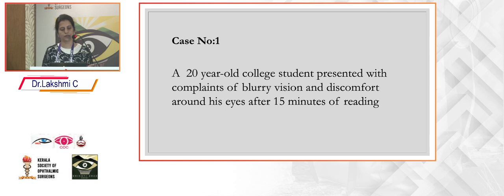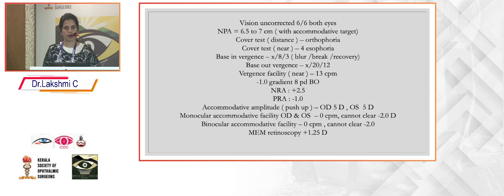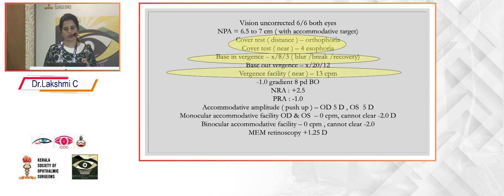So we'll come to the first test, a 20-year-old college student with blurry vision after 15 minutes of reading. So these are the battery of tests. Now how do we approach? So first we check for phoria. He has an esophoria for near. So we check the negative fusional vergence data. So that is relatively okay. That's not very bad. And vergence facility is also okay.